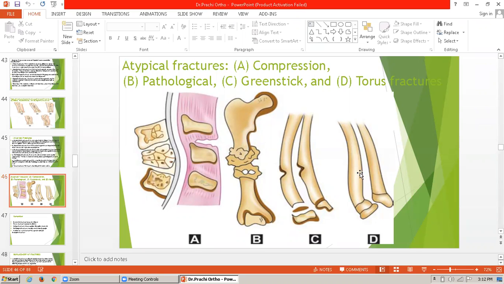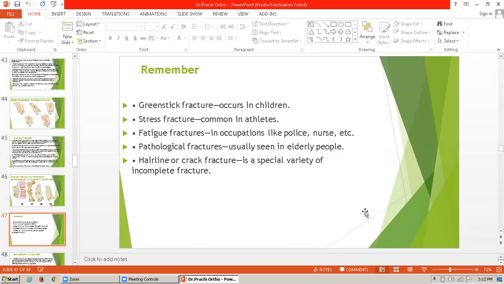The torus fracture is also a buckling of the outer cortex. So remember, the greenstick fracture occurs in children, stress fracture is common in athletes, fatigue fracture in occupations like police, nurses, etc., and pathological fracture is usually seen in elderly people. A hairline fracture or crack fracture is a special variety of incomplete fracture.